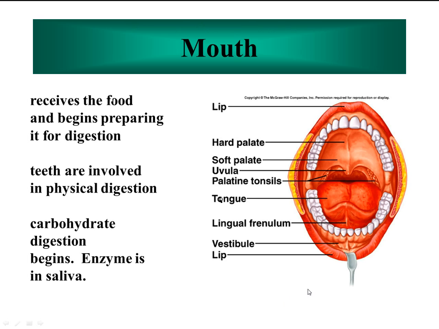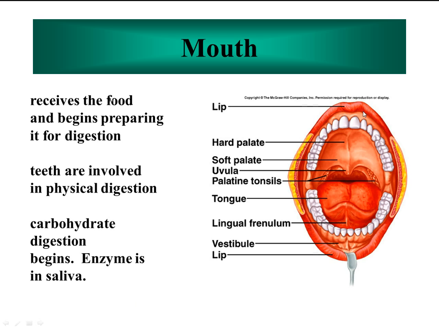Okay, the mouth, where you introduce the food. You receive the food and it begins the preparation of digestion by the ripping and tearing of the food and breaking it down into smaller parts, which is physical digestion. Then you have amylase added to break down those carbohydrates, and this is where the breakdown of carbohydrates begins, in the mouth. The other types of foods are broken down elsewhere, and that amylase is the enzyme. The "ase" ending indicates that it is an enzyme in the saliva.